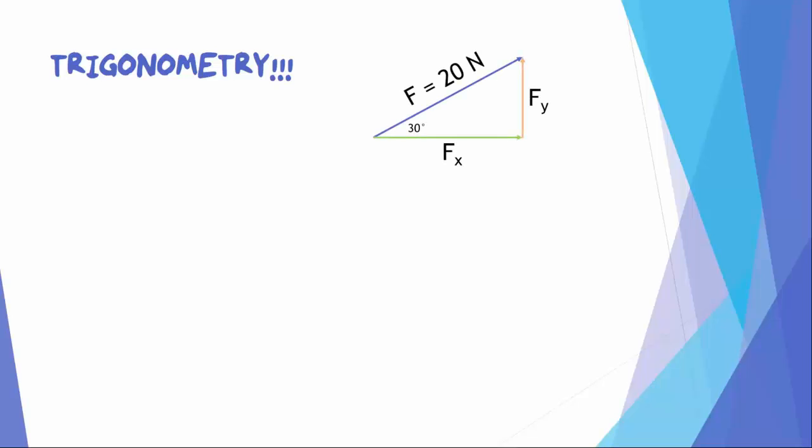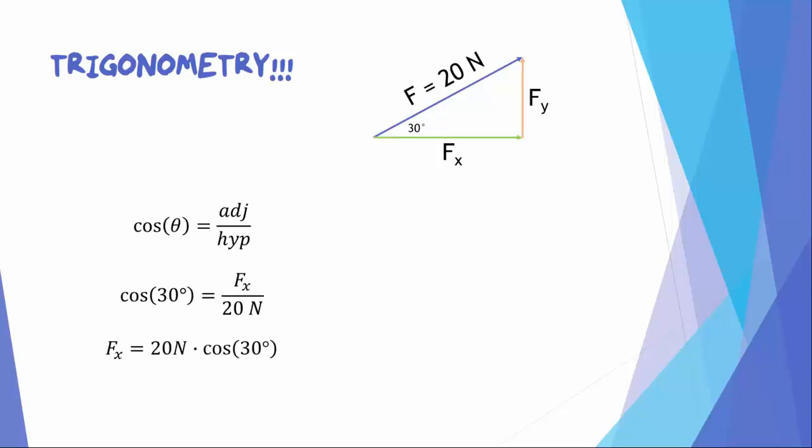Let's start with Fx. Since Fx is the adjacent side to the 30 degrees, and we know the value of the hypotenuse, let's use the cosine function. We know that the cosine of the angle is equal to the adjacent side divided by the hypotenuse. Let's plug in what we know. We know the angle is 30 degrees, and we know the hypotenuse is 20 newtons. We can cross-multiply to see that the horizontal component is the hypotenuse times the cosine of the angle. When we plug those into our calculators, we find the horizontal component to be 17.3 newtons.